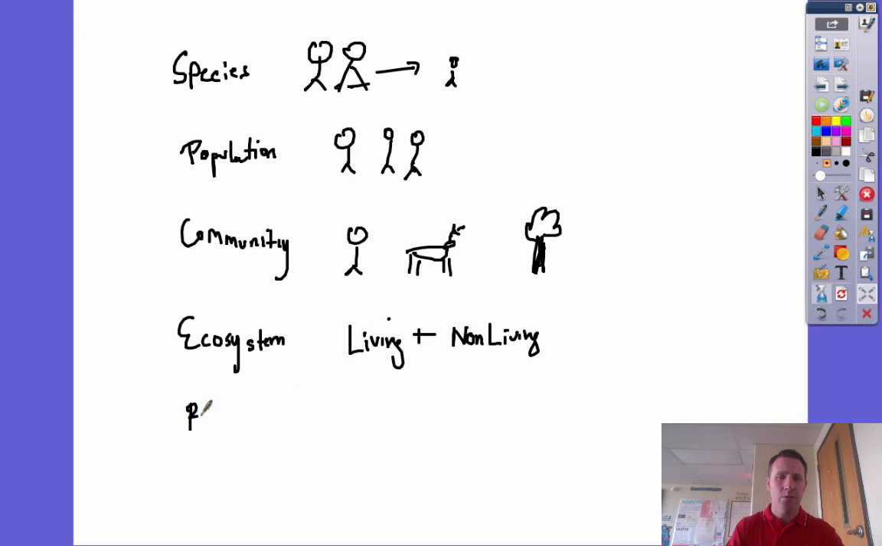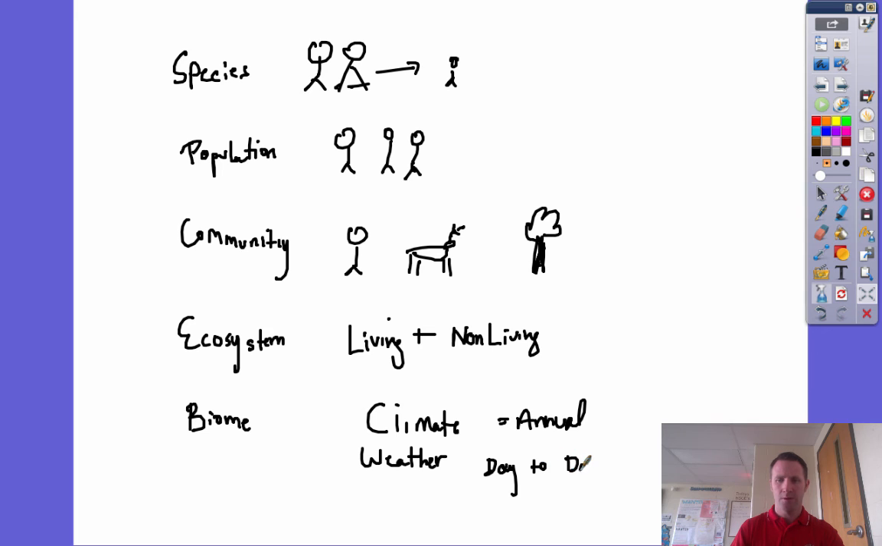And then lastly, we talked about a biome already, so we know what that is. That's just several ecosystems plus climate. Remember that climate is annual weather, and weather is day-to-day. So climate really determines your biome, not your weather. Your weather is a day-to-day thing. Your climate is an average number, okay? And then lastly was the biosphere, and the biosphere is basically the Earth, everything on it and above it, okay?